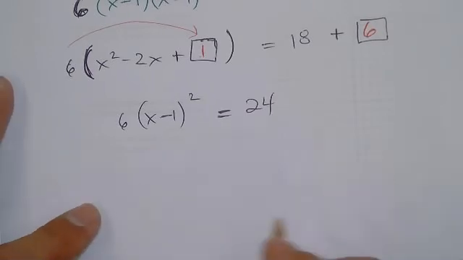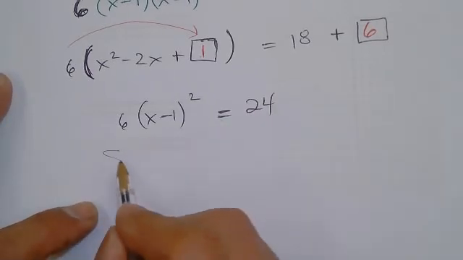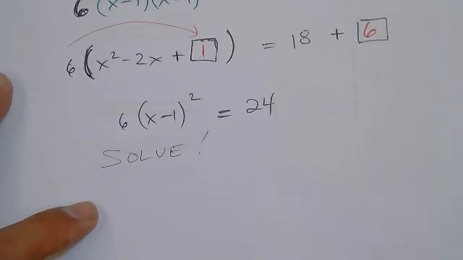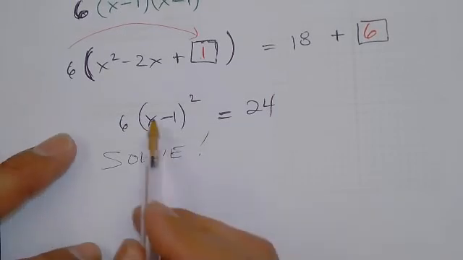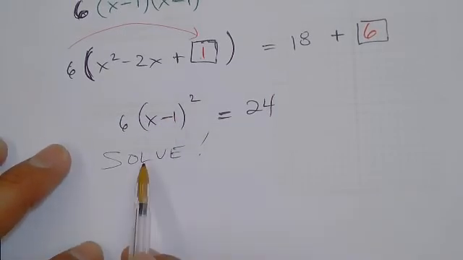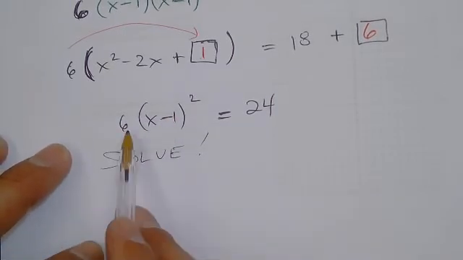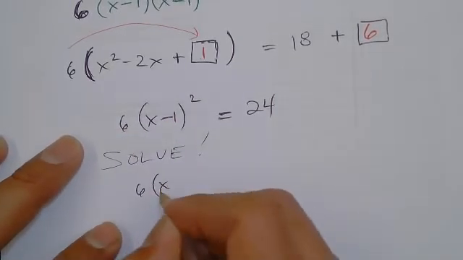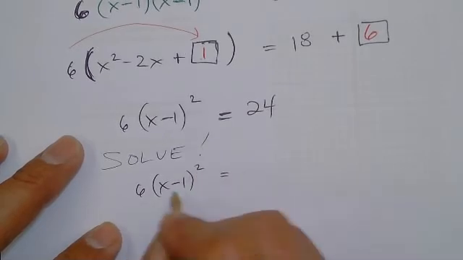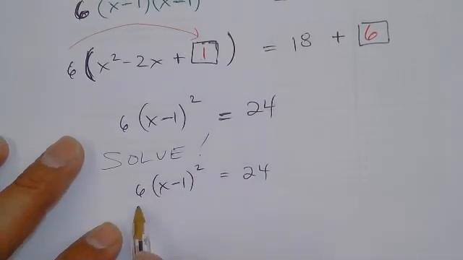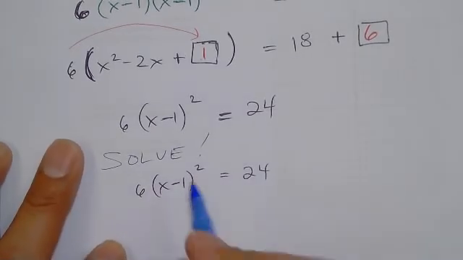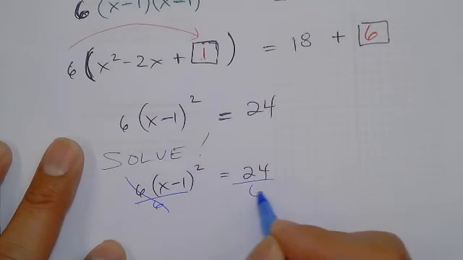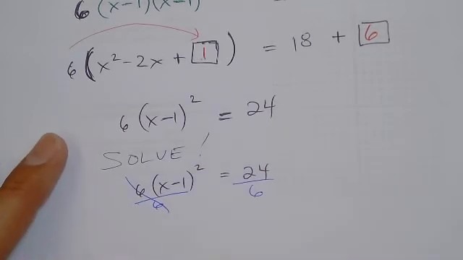Okay. And I had a couple of these on the test review, or the other assignments. Is this ready for us to solve? Well, yes, because I got the completed square, but no, because I don't want that 6 right there. What do we do to not have that 6 right there? I can't square root both sides yet because of that 6. Divide by 6 to both sides.